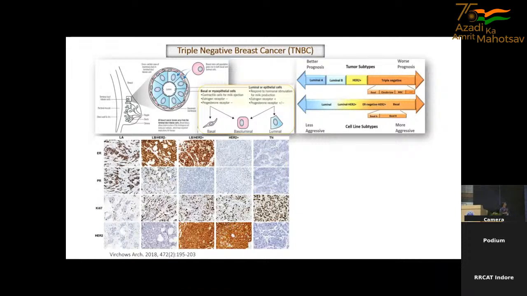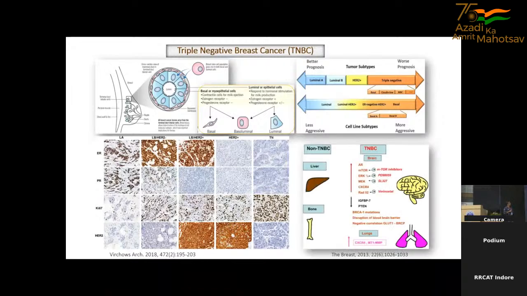But at the same time, you can see that the Ki67 score, which is the proliferation index marker, is very high in triple negative breast cancer. So that means you can utilize chemotherapy to treat those cancers. However, the outcome of TNBC patients is not so good, mostly because of the high proliferation and aggressive behavior of these tumors and the very high rate of metastasis that they have, as compared to non-TNBC, which mostly targets bone and liver.